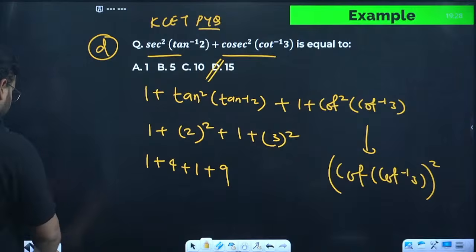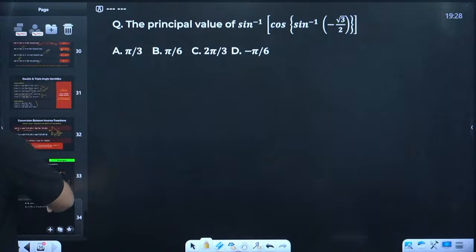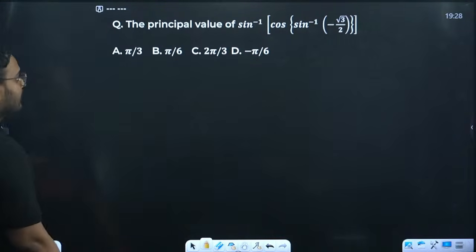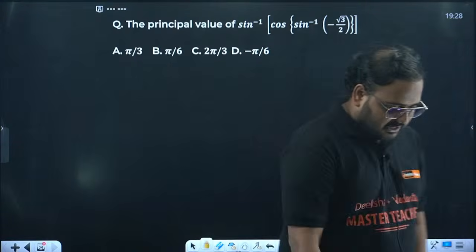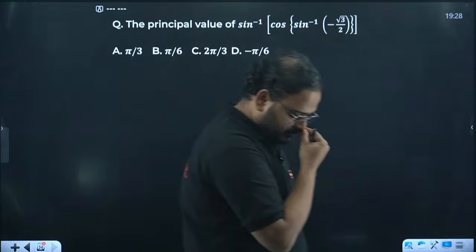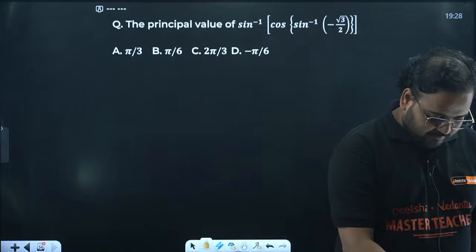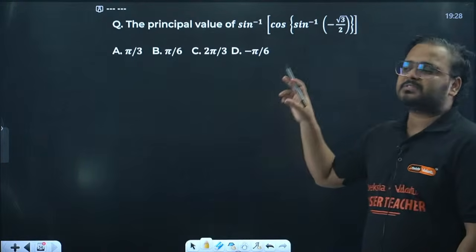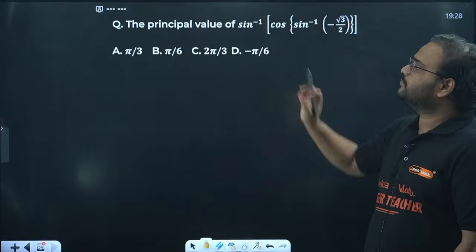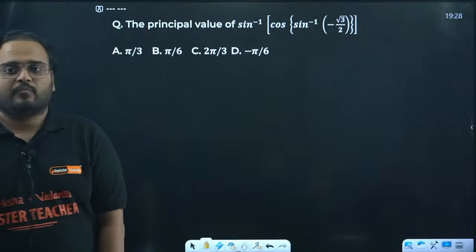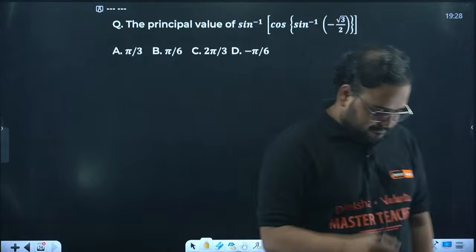Cool. Next. Now guys, this is your last question for the day, so please solve this before I end the class. Give me the answer, I'll wait for your answer, and then I will solve it. I'll give you 1 minute. Please try. Find the value of sine inverse of cos of sine inverse of minus root 3 by 2. This is a board level question. Which option is right? Tell me. I'm waiting for your answer.